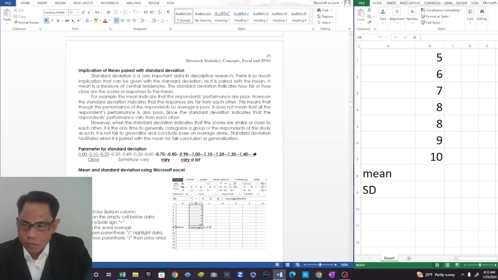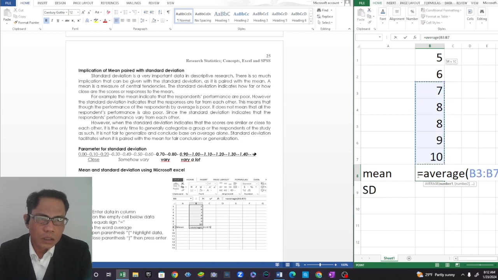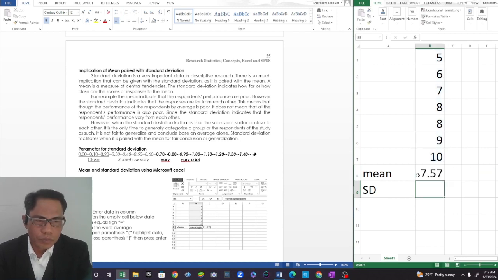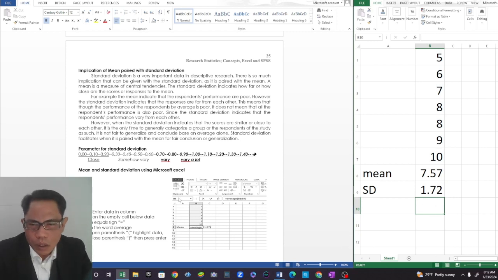So for the mean, in the spreadsheet under data, in the cell here, you just type average, and you just highlight the scores, and that's it. You have your average. And for standard deviation, you just type STDEV, then highlight the scores, and that's the standard deviation. Look at the standard deviation here.